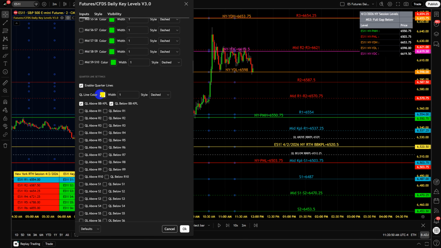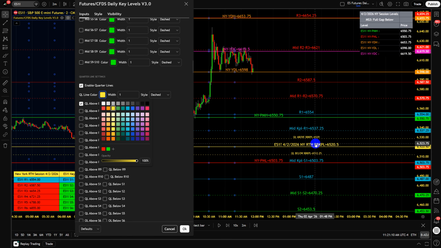You can select a different color for them. This is a global setting, so you cannot select different colors for each QL level. So if you change this, it will change the color for all the QL levels. I'll just show you that real quick. Let's just say we want to change it to yellow. Then as you can see, they turn to yellow.